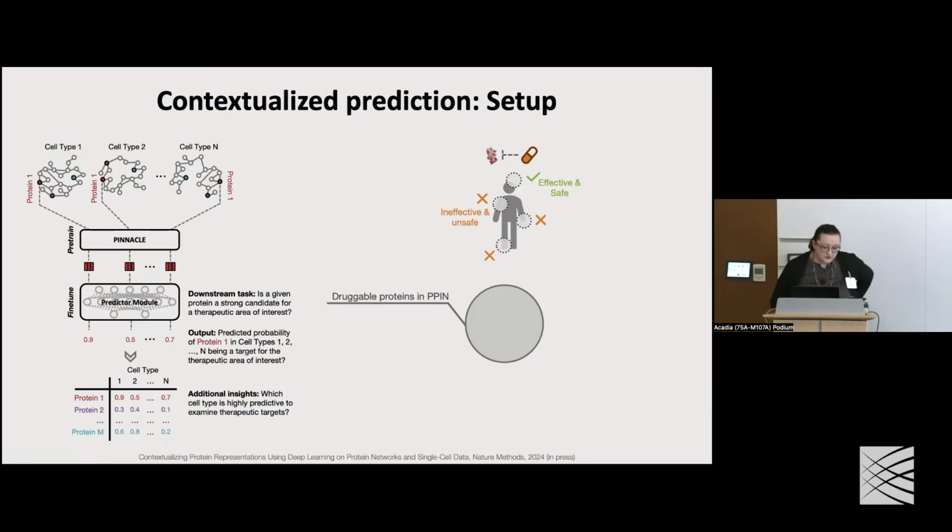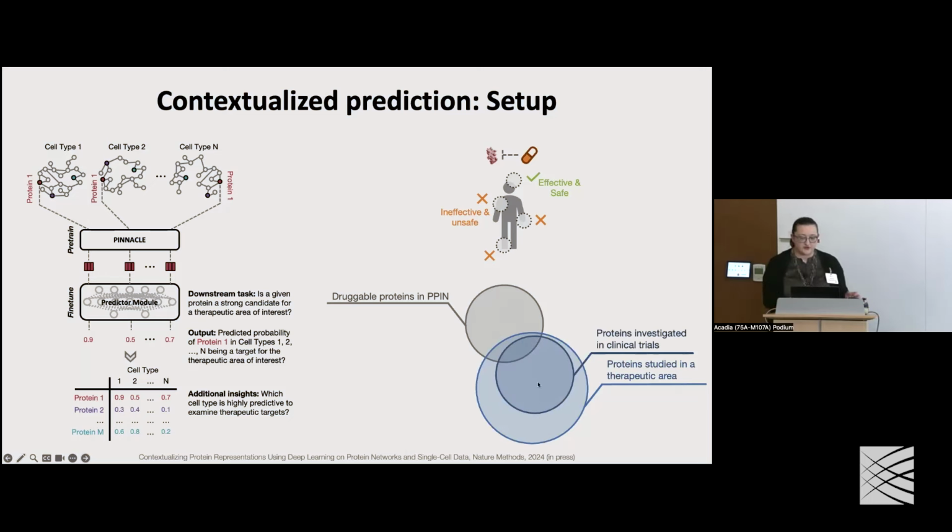So in order to be able to fine-tune Pinnacle and specifically train this predictor model, what we need now is a small amount of labeled data that we will use to fine-tune contextualized embeddings. So the way we approach that is, for a therapeutic area of interest, and I will show examples of that in the next few slides, we start with all druggable proteins that are in the protein-protein interaction network, which you can think of as being represented by this gray circle. We then intersect that gray circle with the set of proteins that have been studied as potential candidate targets for a therapeutic area of interest. And there is some set overlap that we expect to exist between these two sets of proteins.